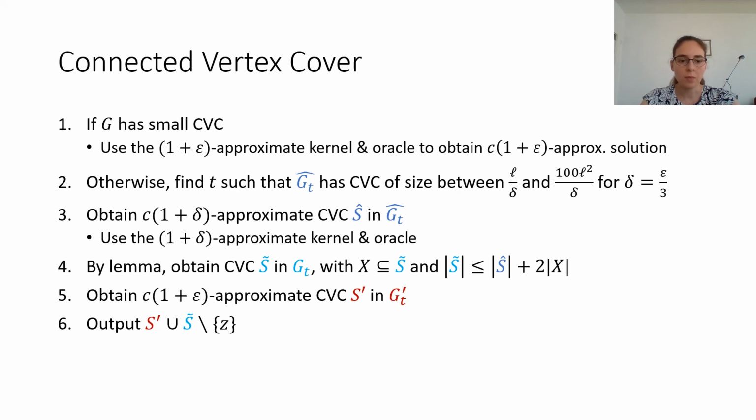Okay, then we obtain a C times 1 plus epsilon approximate connected vertex cover S prime in GT prime, which we just do recursively. And then what we output will be S prime together with S tilde and without vertex C because it's not actually in the graph. Okay, so this is the idea for connected vertex cover.